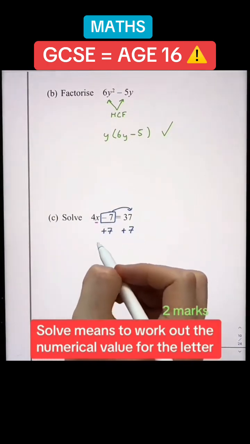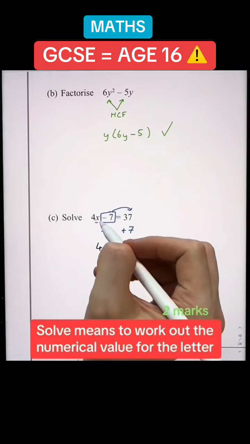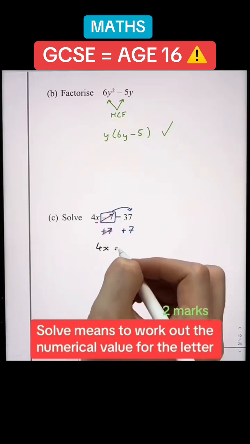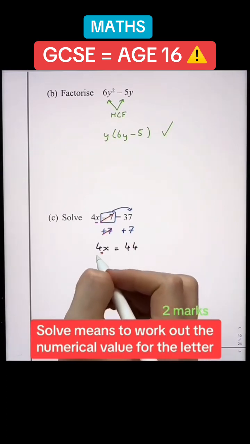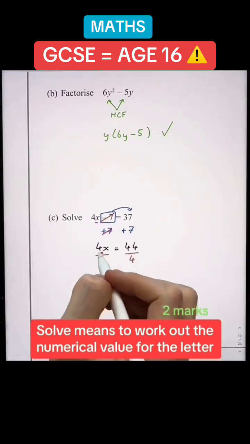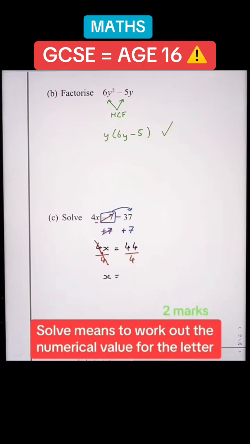On the left-hand side, I'm left with simply 4x, as I know negative 7 add 7 will cancel. Now on the right-hand side, I know that 37 add 7 gives us 44. 4x in algebra means 4 multiplied by x. As I want to get the value of x, the opposite of times by 4 is to divide both sides of my equation by 4. 4 over 4 will cancel to leave us with x. And on the right-hand side, 44 divided by 4 gives us 11.